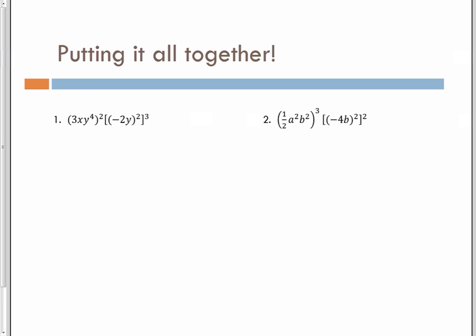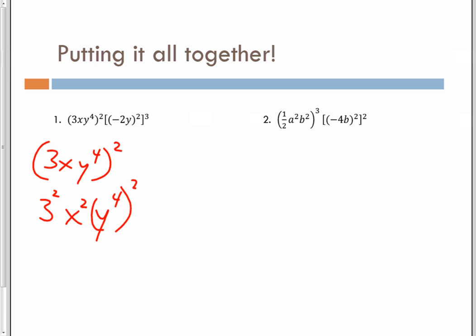Putting it all together. Don't do everything at once. You're going to see maybe one problem like this on your test. So what I would do is do this first. Deal with it in chunks. What happens to that 2 if it's on the outside? Everything gets the power. So I've got 9x squared y to the 8.